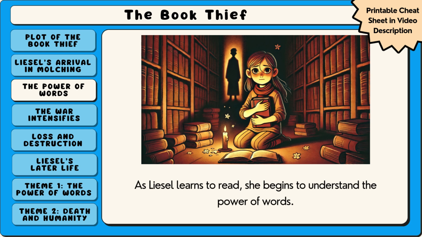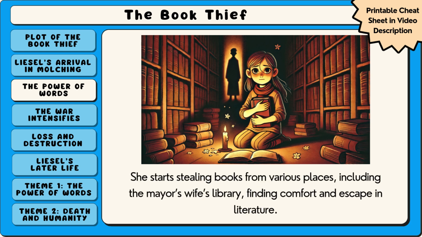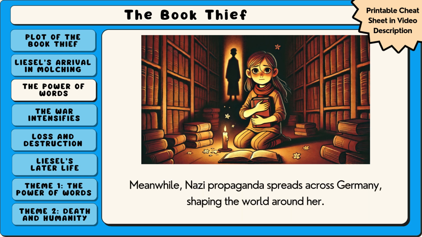As Liesel learns to read, she begins to understand the power of words. She starts stealing books from various places, including the mayor's wife's library, finding comfort and escape in literature. Meanwhile, Nazi propaganda spreads across Germany, shaping the world around her.